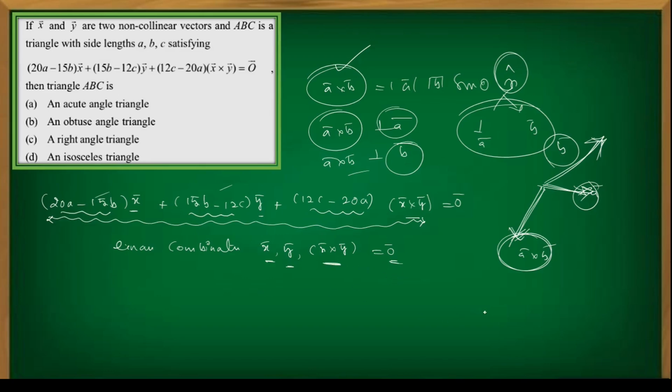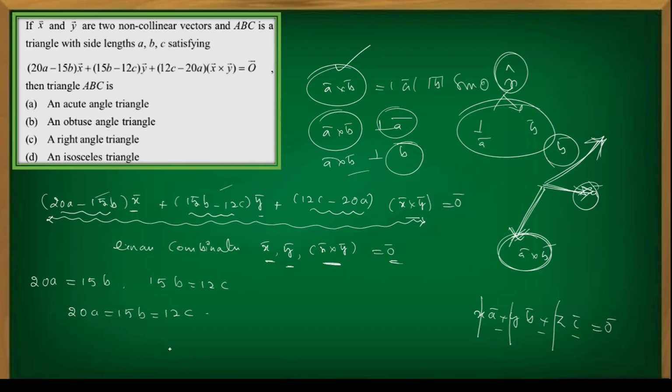Whenever a bar, b bar, c bar are independent vectors, just now I told you, x a bar plus y b bar plus z c bar equals 0 bar means these three scalars must be 0. So 20a should be equal to 15b, and 15b should be equal to 12c, and 12c should be equal to 20a. Means 20a is equal to 15b is equal to 12c.